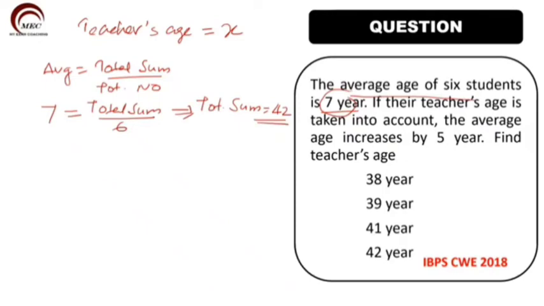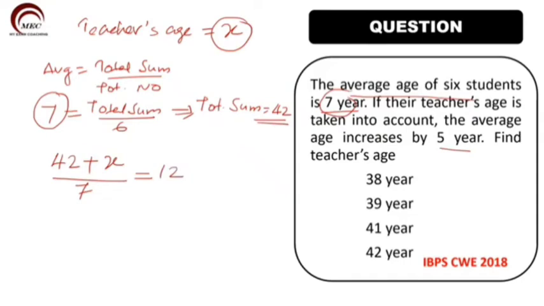Now, if the teacher's age is taken into account, then the average increases by 5 years. When the teacher's age is also added here, that is total sum is 42. With this, we are adding the age of teacher also, X, and then divided by the total number. Now the total number becomes 7 because 6 students plus 1 teacher. Then the average increases by 5. Initially it was 7. Now it increases by 5. When it increases by 5, 7 plus 5 will become 12.